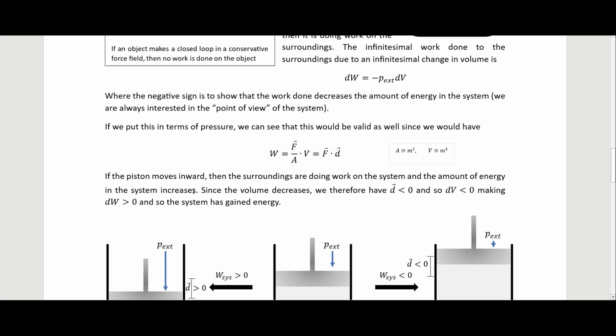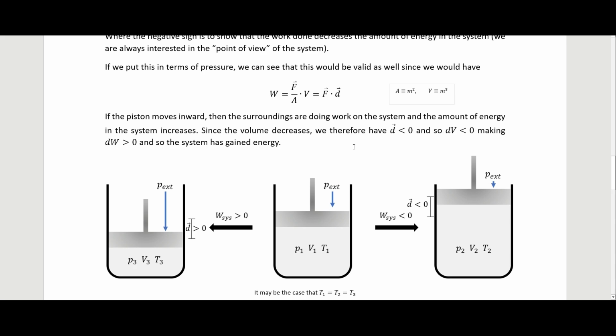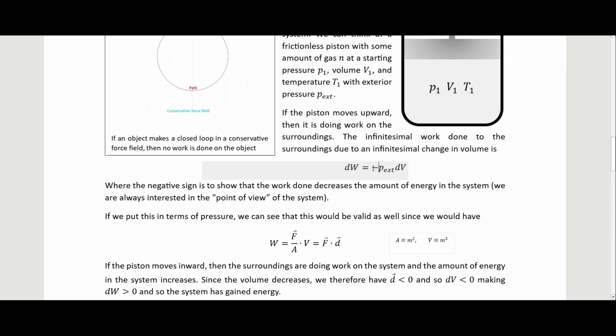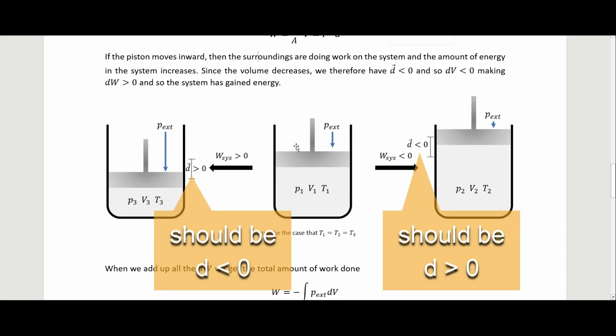If the piston moves inward, then the surroundings are doing work on the system, and the amount of energy in the system increases. Since the volume decreases, we therefore have that the displacement is less than zero, and so the change in volume is less than zero, making it so that the work is greater than zero. And so remember, that's what this negative sign is doing right here. And so the system has gained energy. So this is the summary of this.